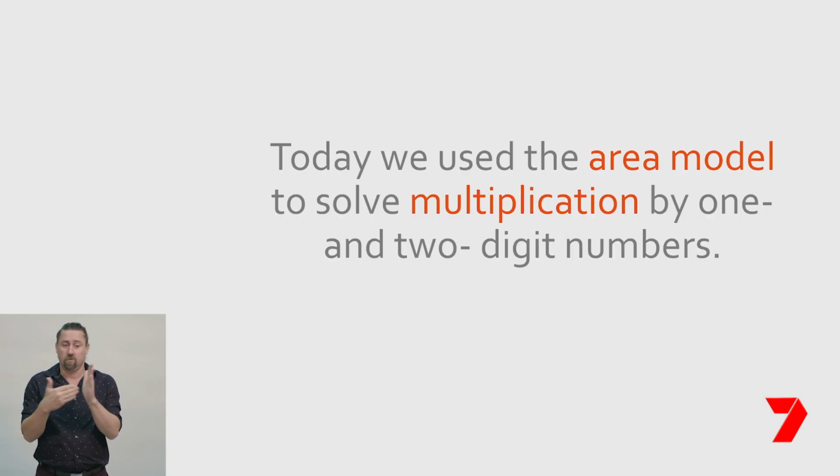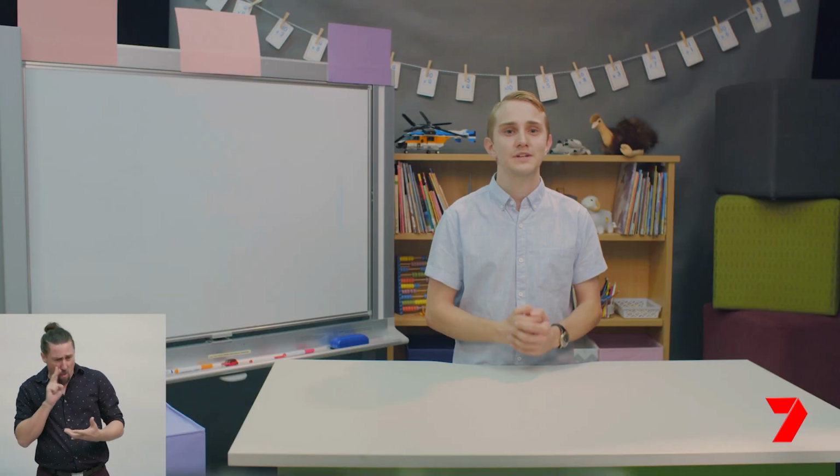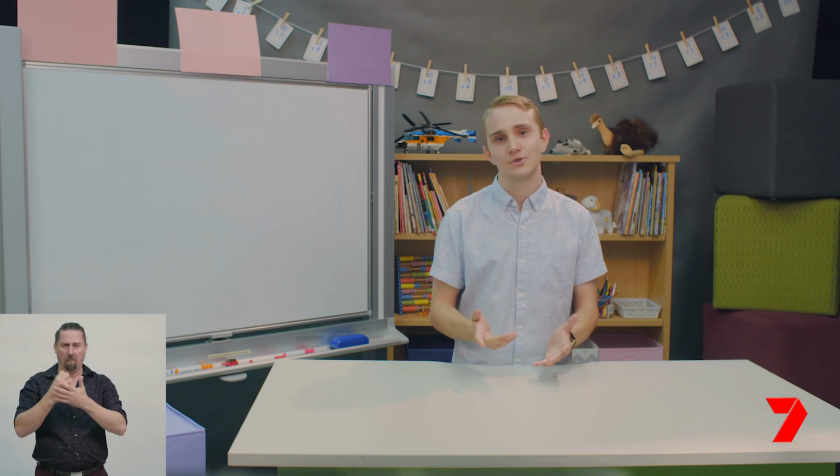Today, we use the area model as a strategy to solve multiplication problems involving 1 and 2-digit numbers, even 4-digit numbers. This method makes complex multiplication so much easier, and we can use it for almost any number. What is the largest number you can multiply this way? Have a go and impress your family.